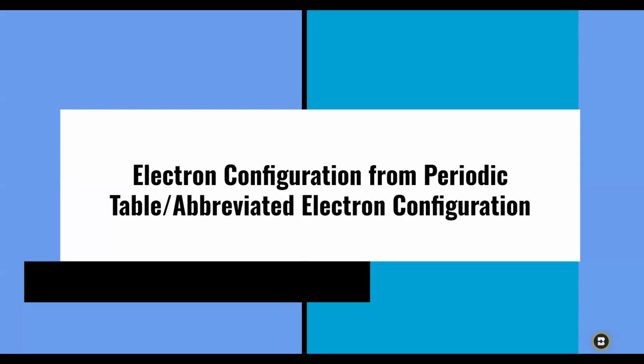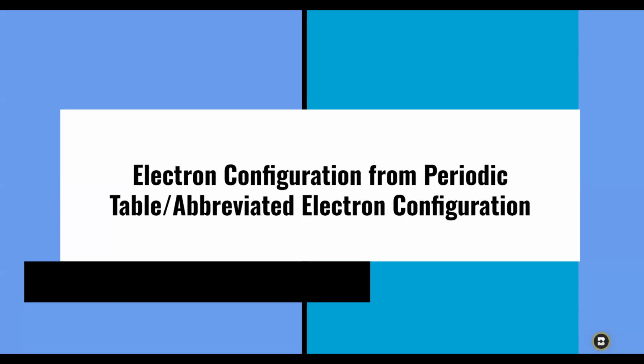Hello, everyone. This is electron configuration from the periodic table and abbreviated electron configuration, either abbreviated or noble gas notation. Anyway, before we start, let's review what we had in the last video about electron orbital diagram and electron configuration.